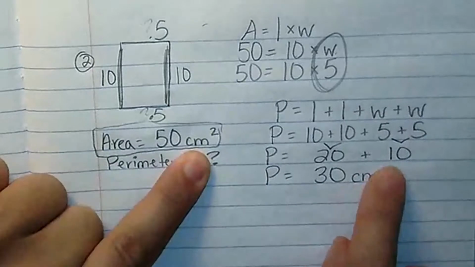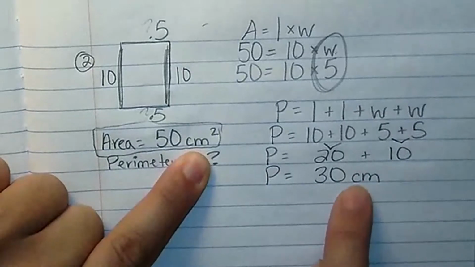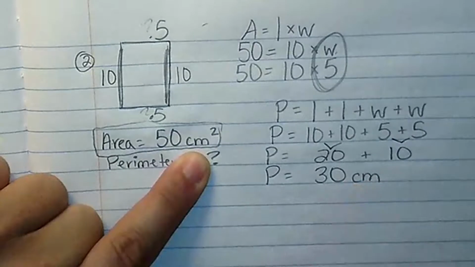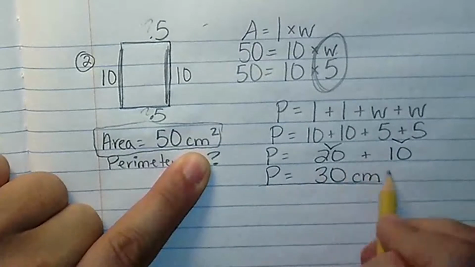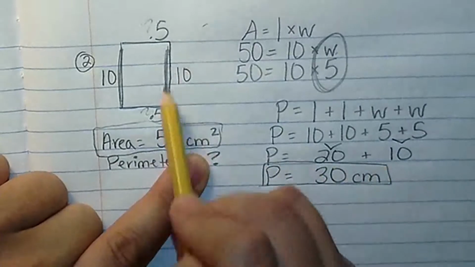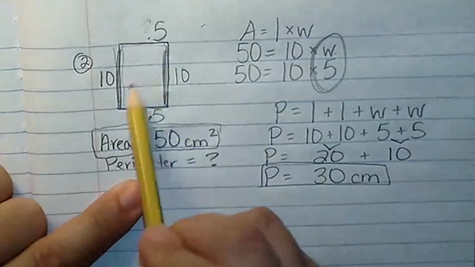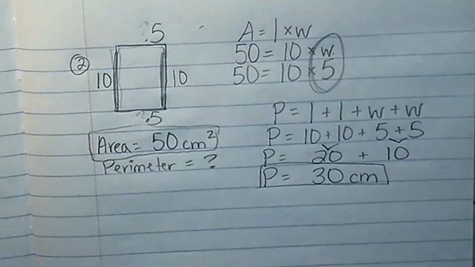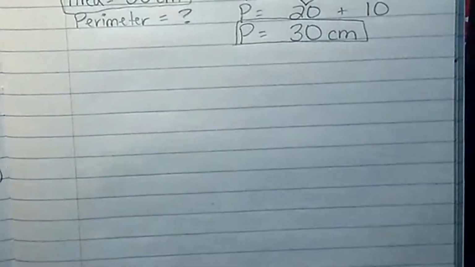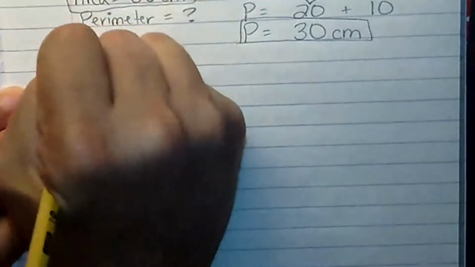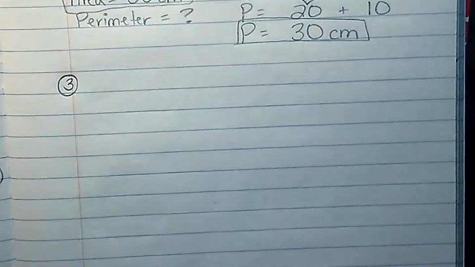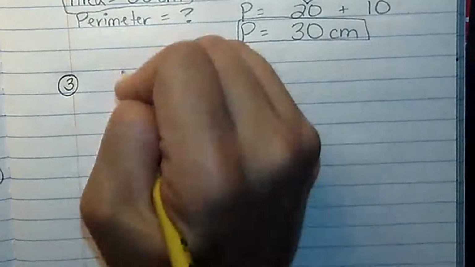Now, should it be centimeters squared or just regular centimeters? If you said regular centimeters, you're right, because the perimeter is talking about the rim, the edge. The area is talking about the squares in the middle. Nice job. All right, here's number 3. Then I'm going to show you something new. We're going to start tomorrow. Here's number 3. We have a rectangle.